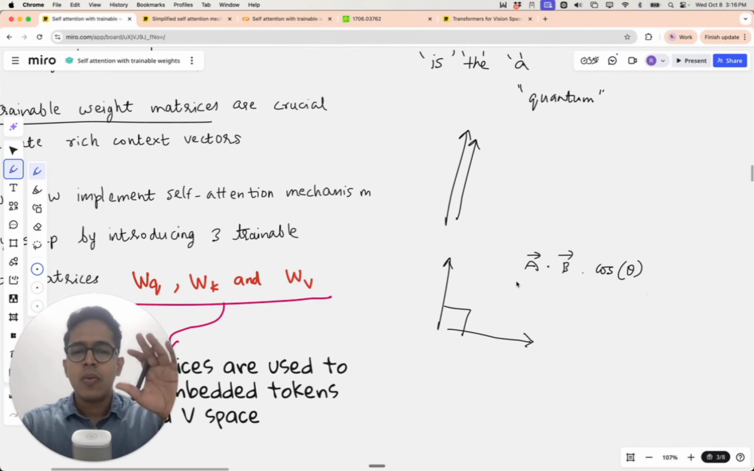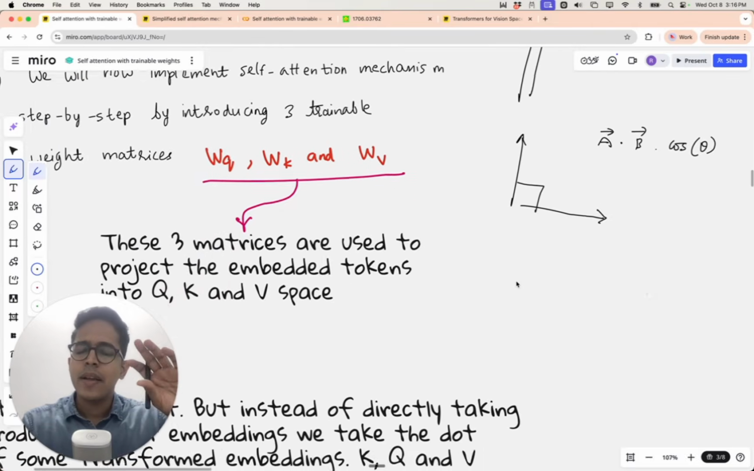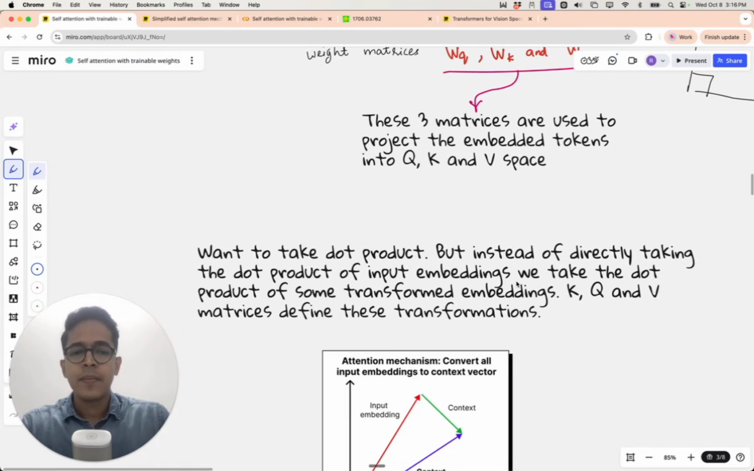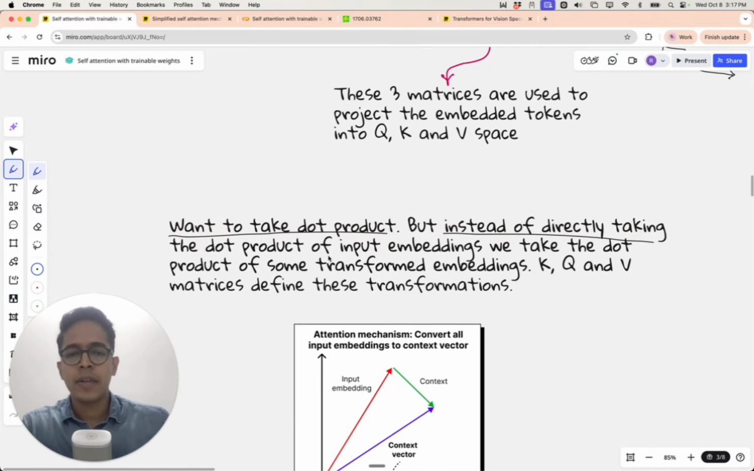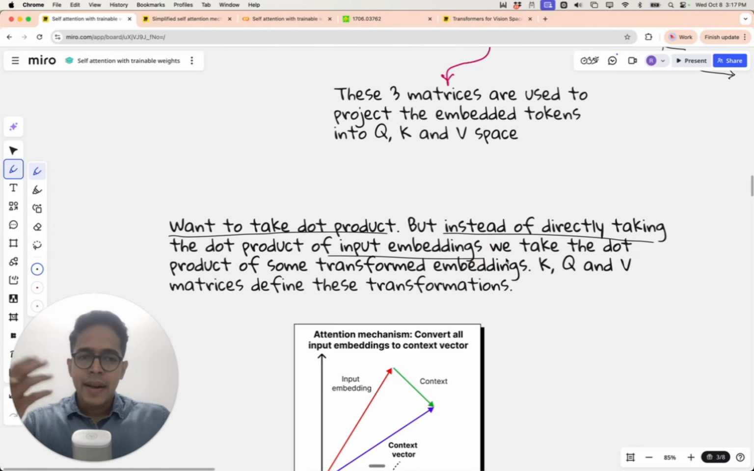So now what we are trying to do in today's lecture is we have to do something to the input embedding to transform it before taking the dot product. So read the sentence: we want to take the dot product. However, instead of directly taking the dot product of the input embeddings, we take the dot product of some transformed versions of the input embeddings. And how do we transform? This is exactly where the trainable parameters come into the picture.